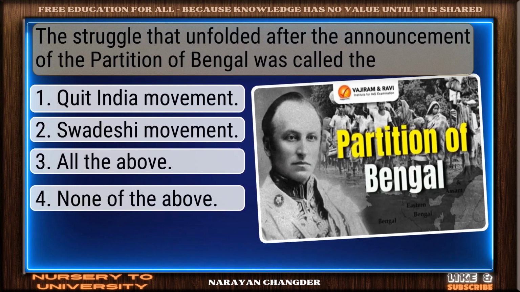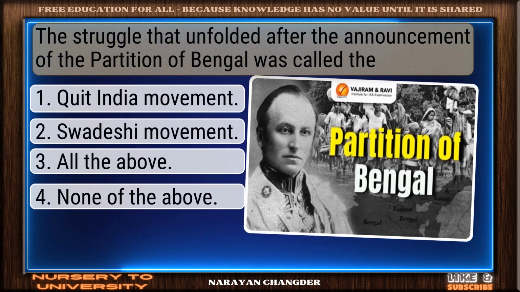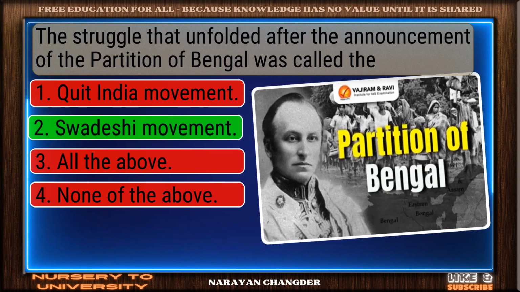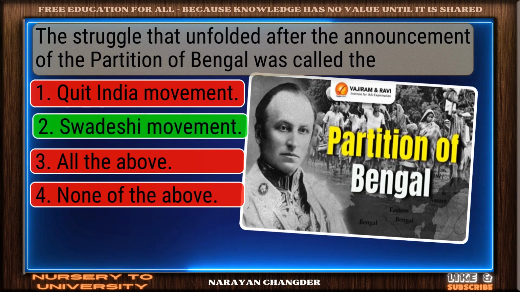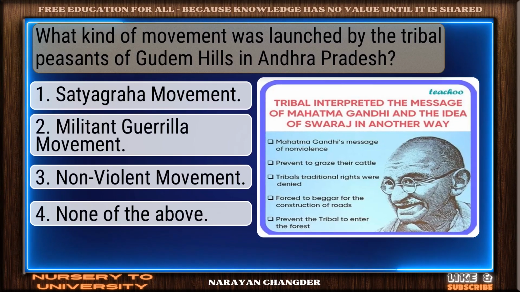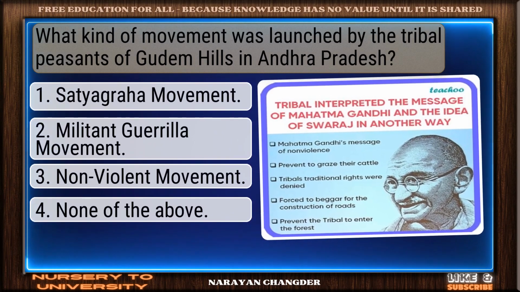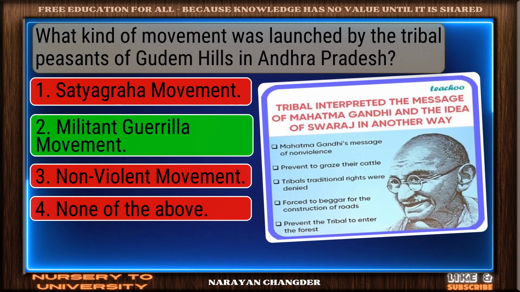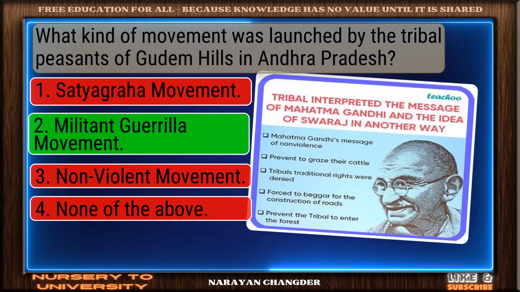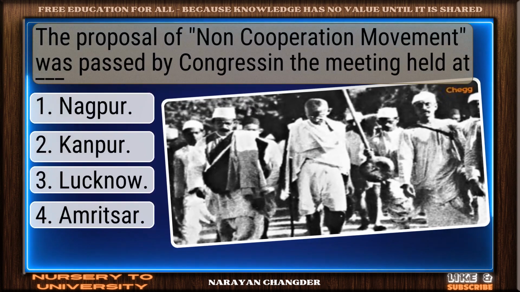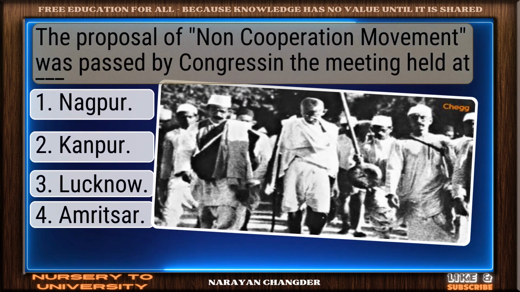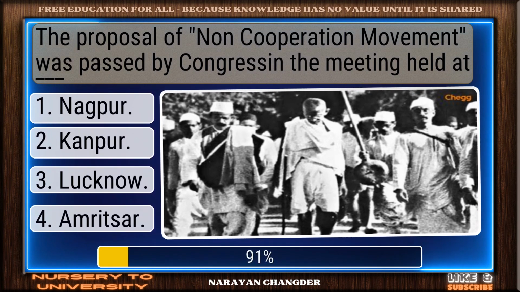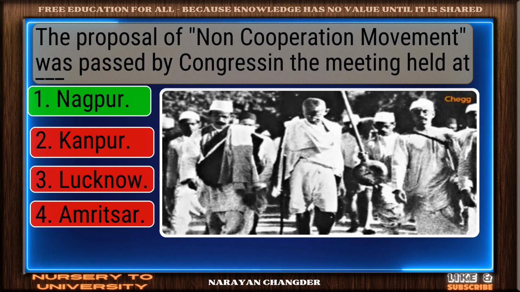The struggle that unfolded after the announcement of the partition of Bengal was called the A. You chose Swadeshi movement. Correct? What kind of movement was launched by the tribal peasants of Gudem Hills in Andhra Pradesh? Well done. Militant guerrilla movement is right. The proposal of non-cooperation movement was passed by Congress in the meeting held at Dash. Solid response. Nagpur is valid.